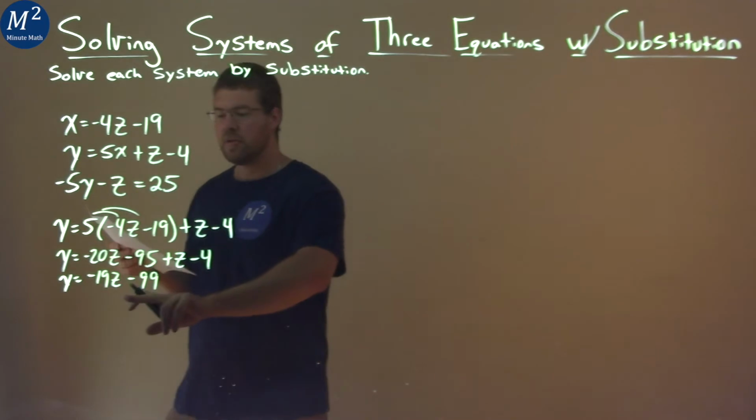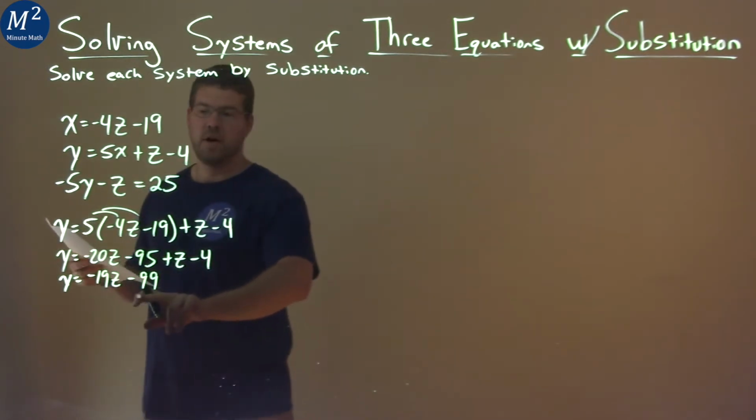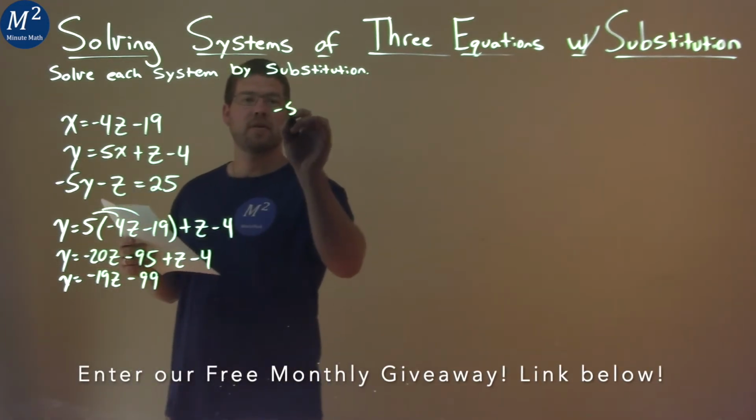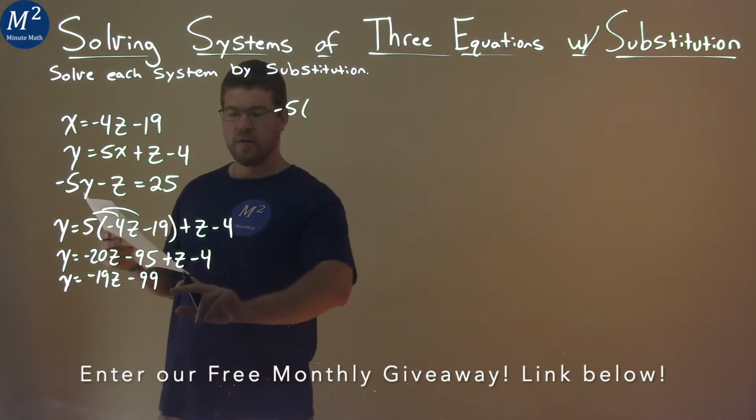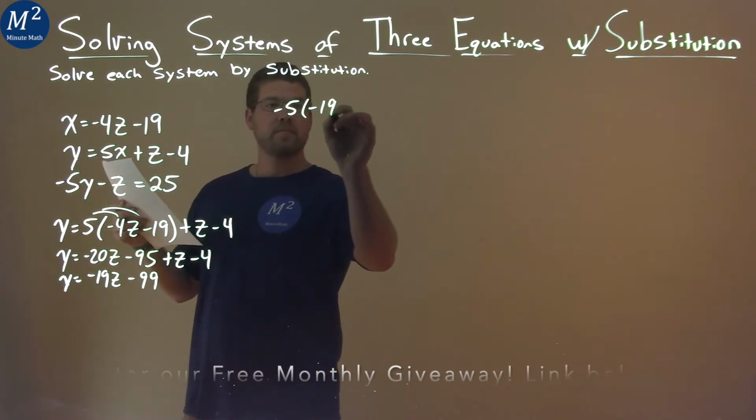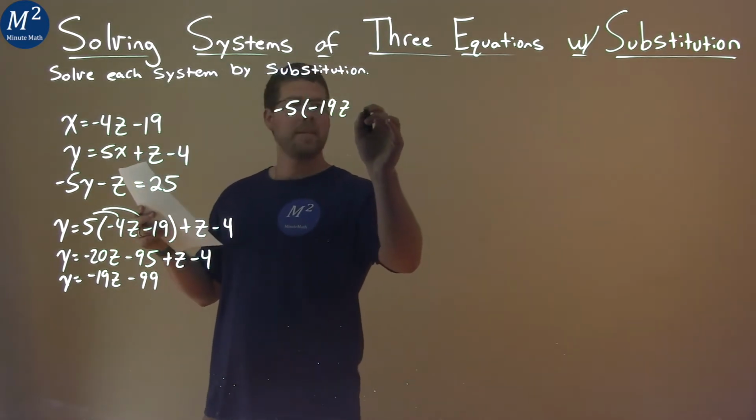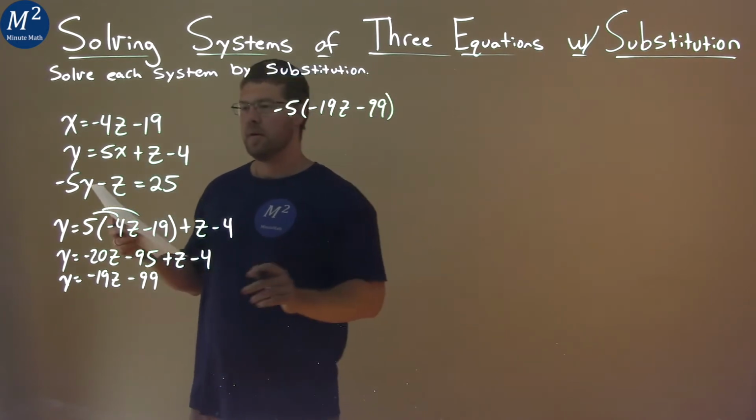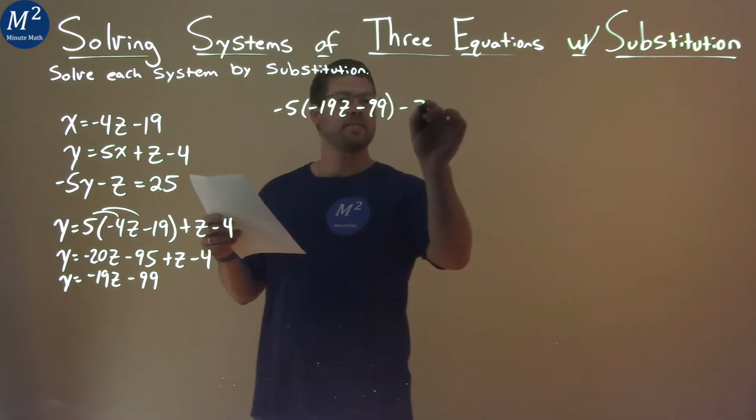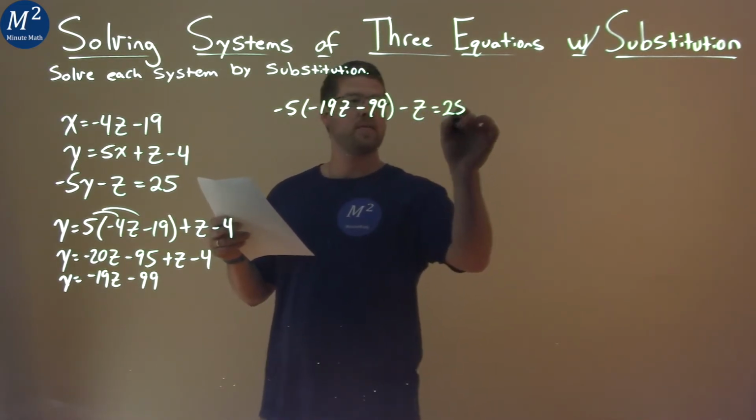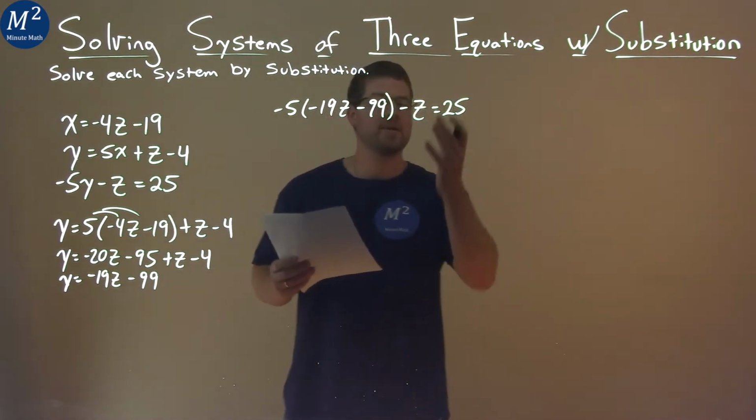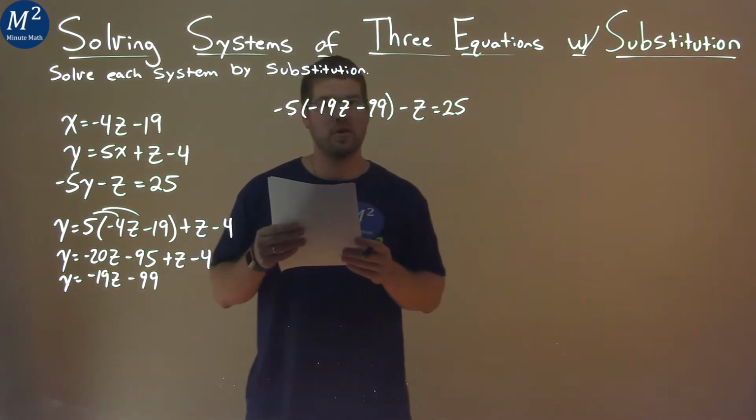So what I'm going to do is take this equation we just found and plug it in for that y right here. So we have a negative 5 here, and instead of y, I'm putting this whole equation we just found, negative 19z minus 99. Then we have our minus z here equals a positive 25. And the point of this, you can see that z is the only variable in this equation, and now we can solve.